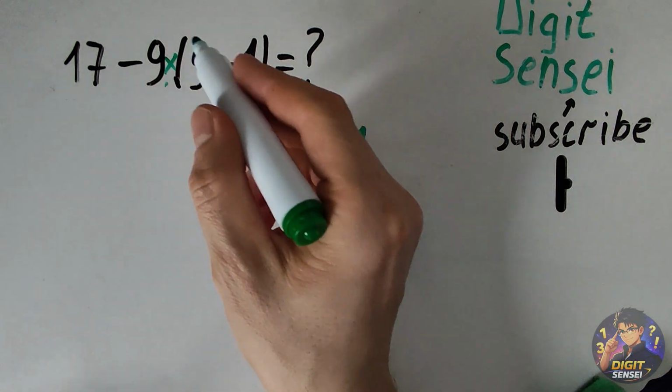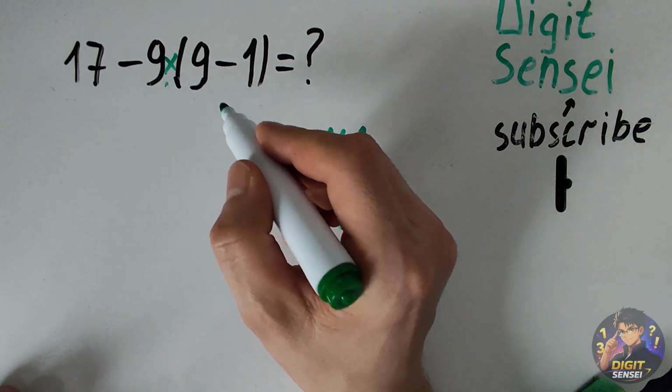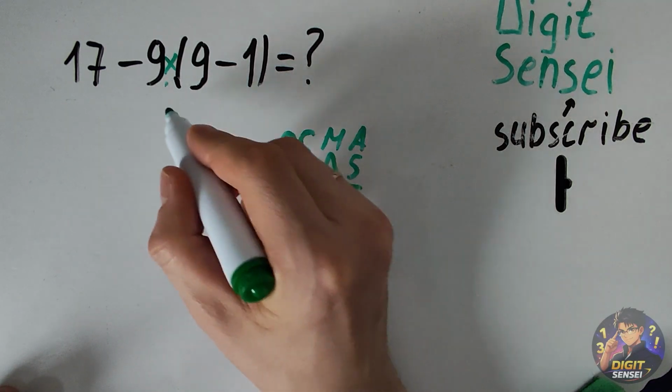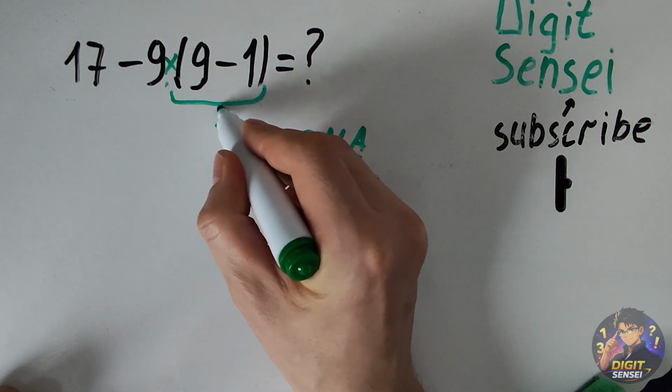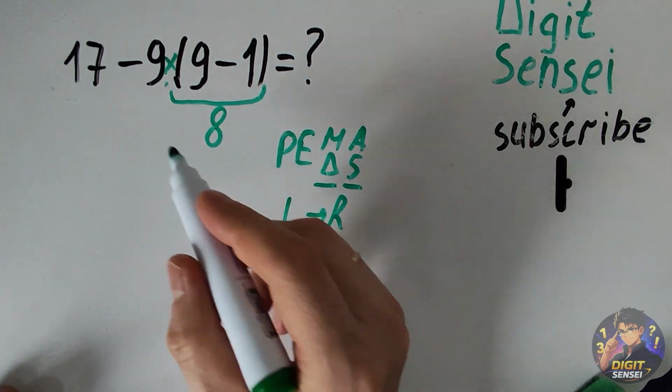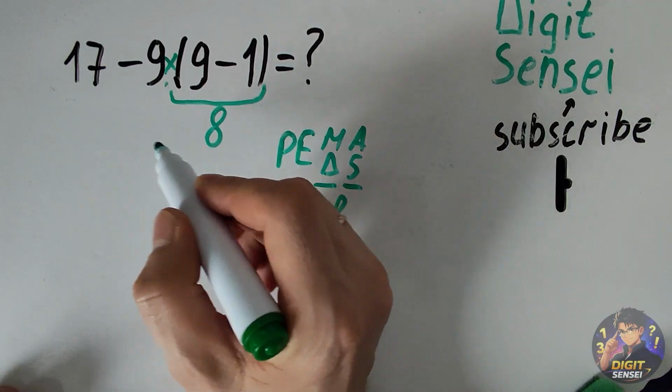So first we have to do this parentheses. Inside this parentheses we have 9 minus 1, which equals 8. So 17 minus 9, then times 8.